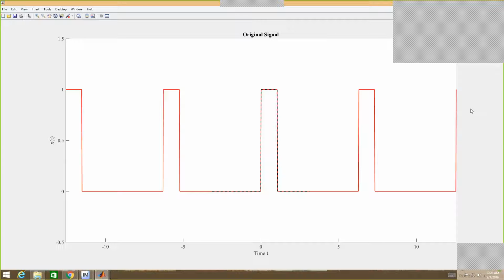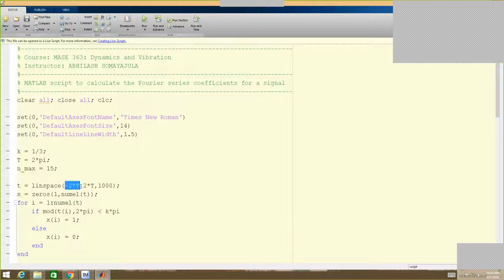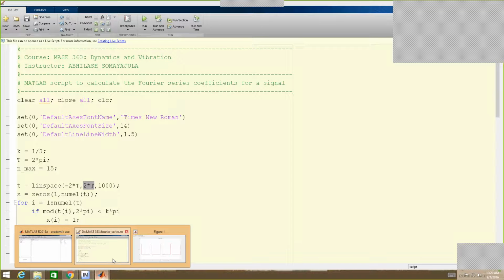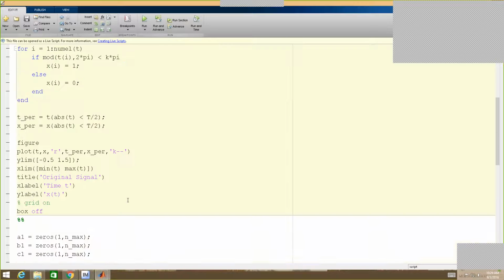So now you can see that this is how our signal looks after we simulate it. So x of t versus t, and we have currently plotted it from minus 2 times T to 2 times T. Since T itself is 2 pi, we are essentially simulating from minus 4 pi to 4 pi. And since pi is roughly 3.14, 4 times that is somewhere close to 12. So that's what you see on the x-axis, minus 12 to 12. And this is how your signal looks. Good. So now we have the signal done.